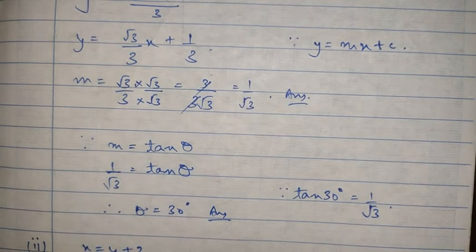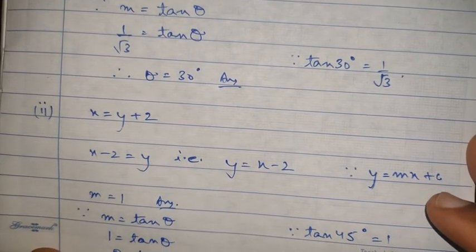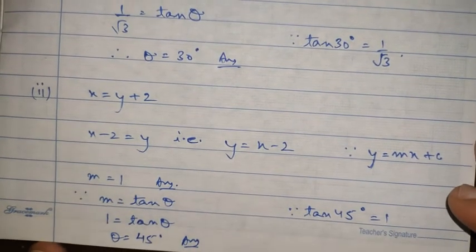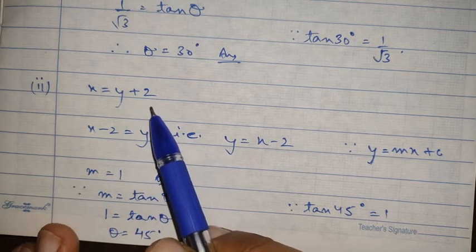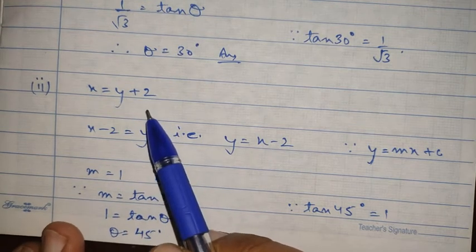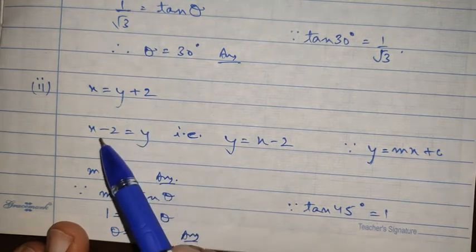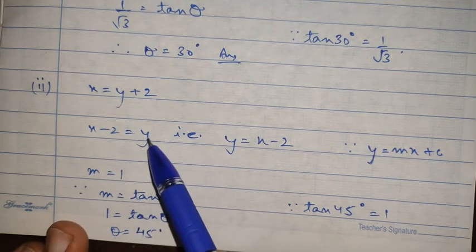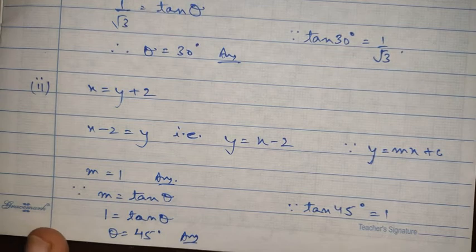Now if you see the second part of that same question, in which the equation is different, it says x = y + 2. What I've done here, again I have made y the subject, and for that I have transposed this 2 to the other side. So now the equation has become x - 2 = y. That means y = x - 2. In this way you can also write.